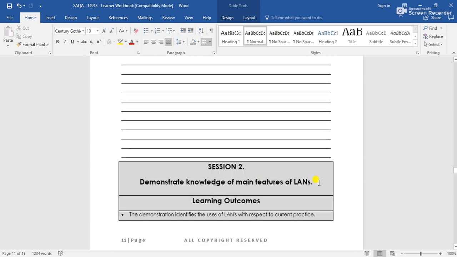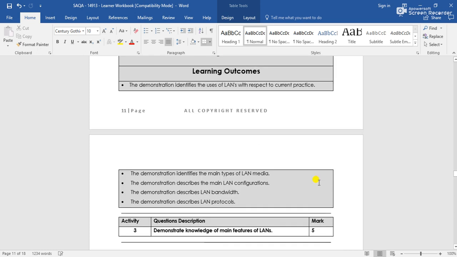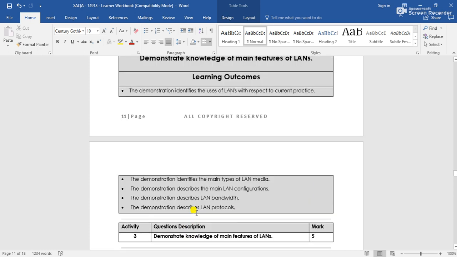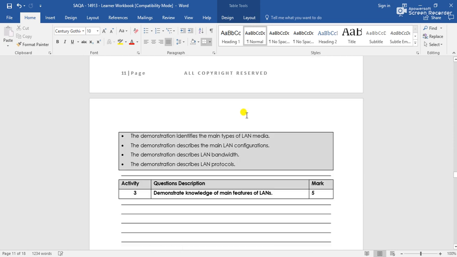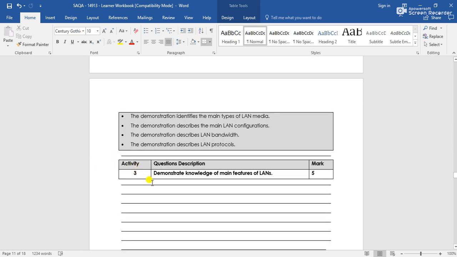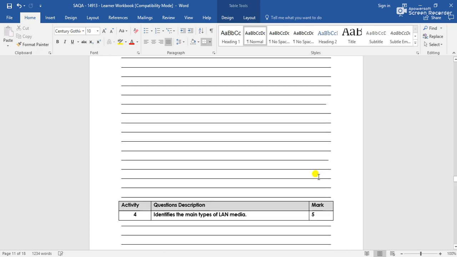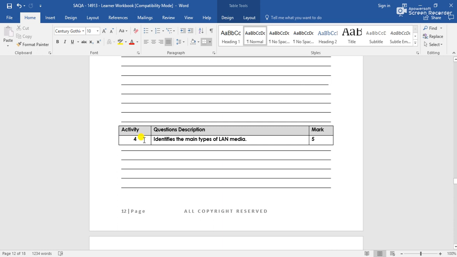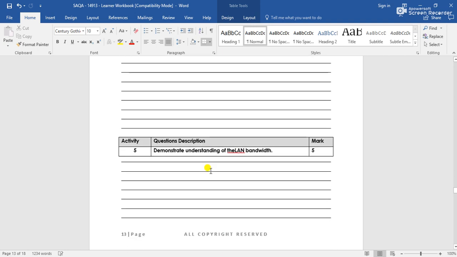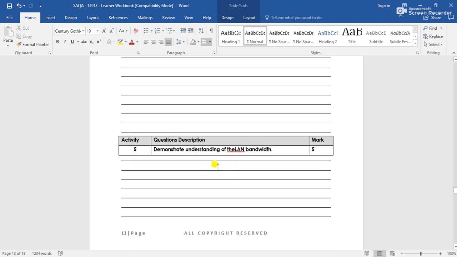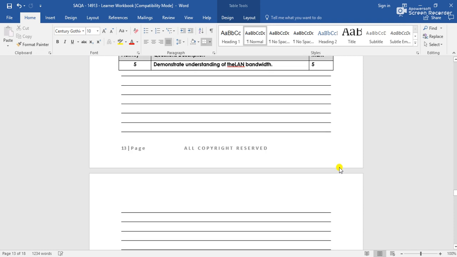And for session 2, we've got activity 3, you need to demonstrate knowledge of main features of a LAN for 5 marks. And for activity 4, you need to identify the main types of a LAN medium for 5 marks. And activity 5, you need to demonstrate understanding of a LAN bandwidth, which is for 5 marks.